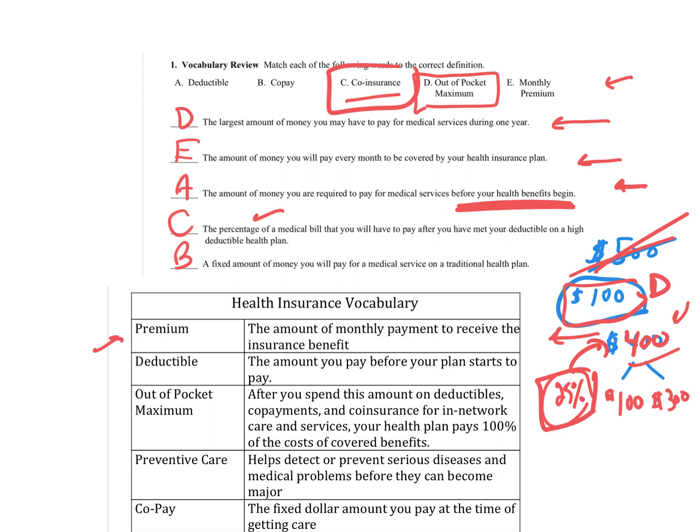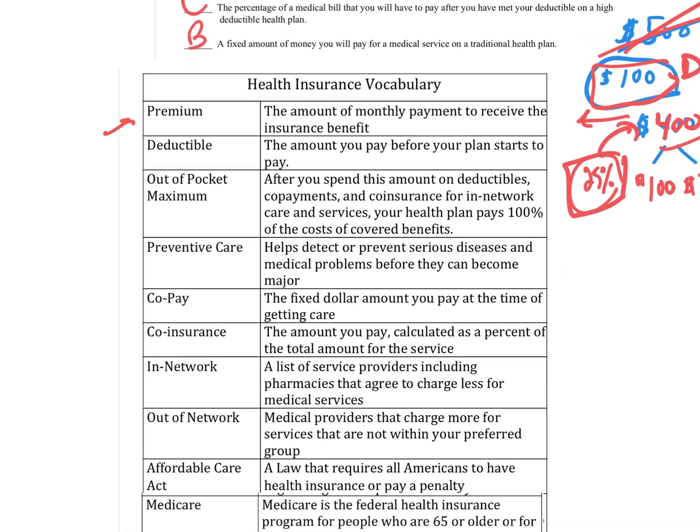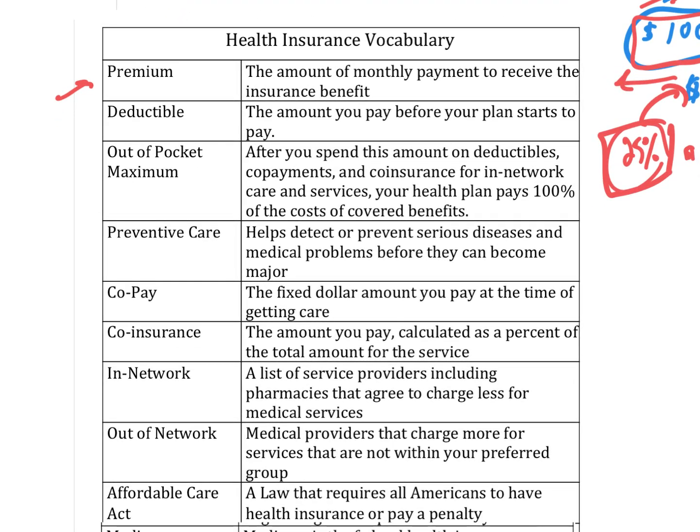And then finally, the fixed amount that you have to pay each time you get a medical service, that's known as your copay. So let's say you go to the doctor. Well, your copay could be $50 each visit. Here are the insurance vocabulary that we talked about for healthcare. Like I said before, the premium is the amount of money you have to pay each month. The deductible, the amount you have to pay before your plan kicks in.